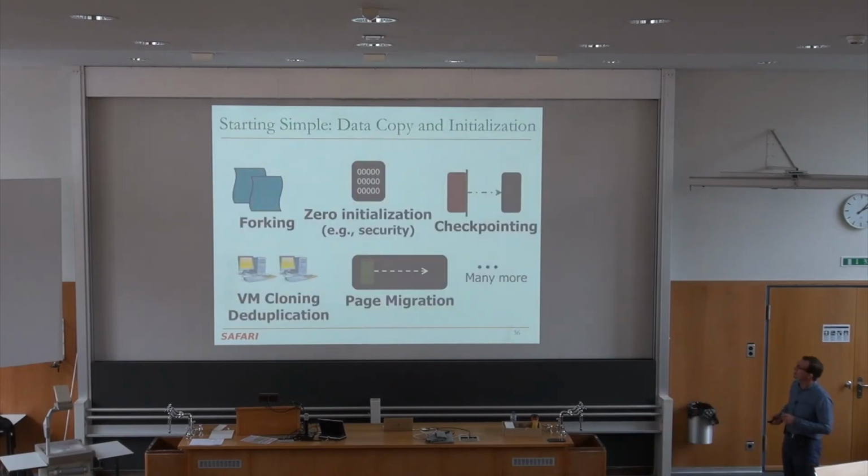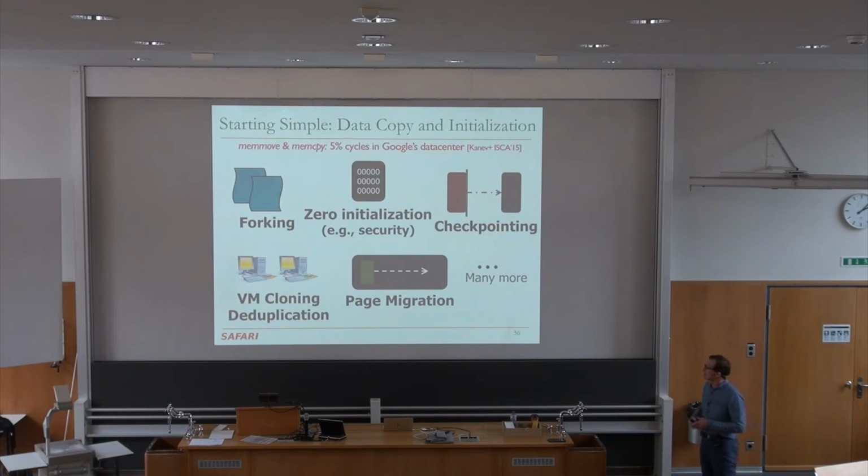So data copy and initialization is important. As you can see, there are many applications that could use it. Forking, you want to copy data. There's copy on write that happens in operating systems. Whenever you actually fork a process, you don't copy the page at that point, but you protect it. And whenever one of the child processes or threads wants to write to that page, you copy that page at that time. But you still need to do the copy.